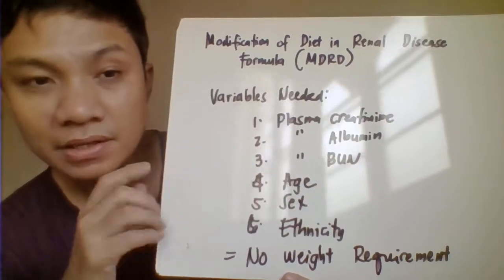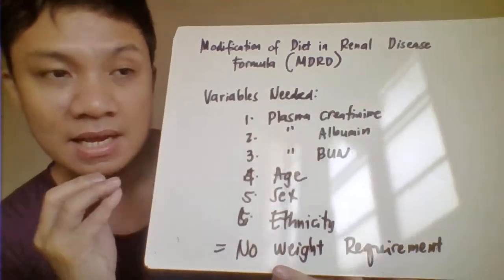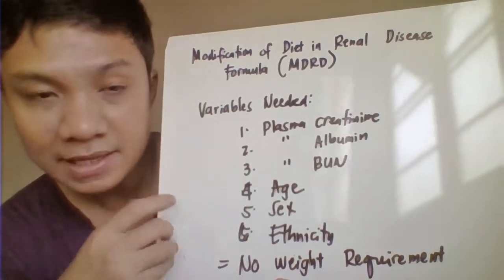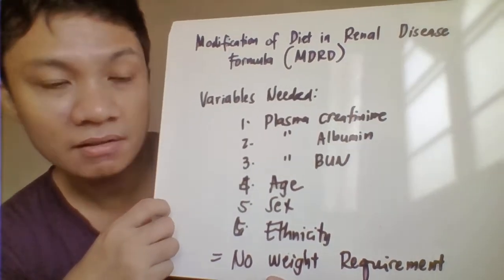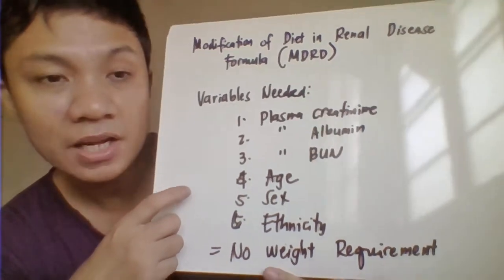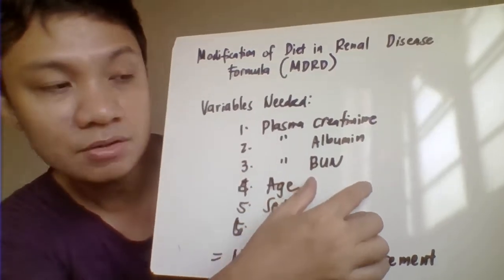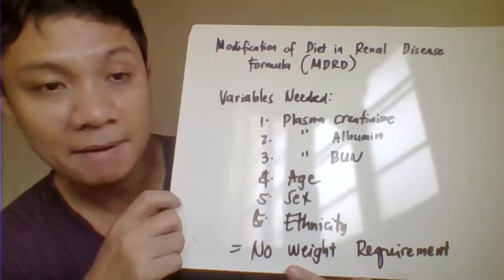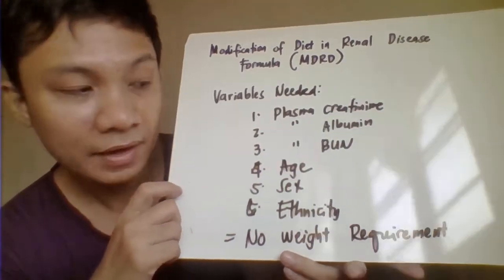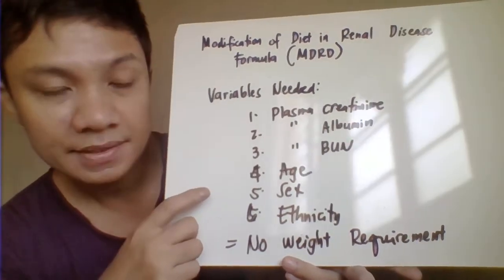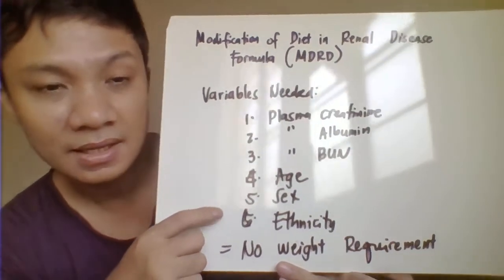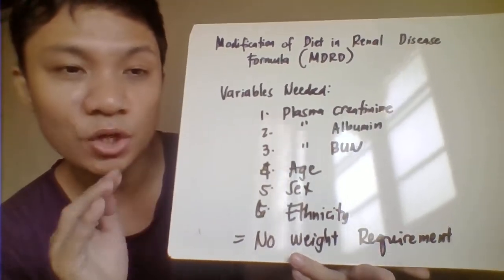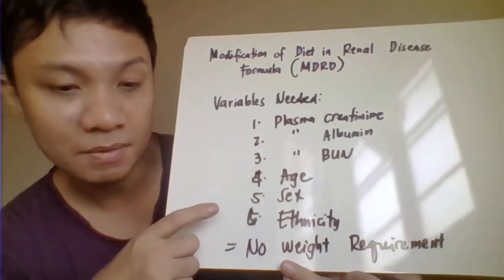What you are needing here for this type of calculated glomerular filtration rate: we have here the plasma creatinine. So, blood lang ni patient. Plasma creatinine, blood albumin concentration, and urea or the blood urea nitrogen. Urea and blood urea nitrogen are just equivalent. Equal lang sila. Pareho lang. Okay, then what you are needing also are the age, sex, and ethnicity of the patient. Wala itong adjustment for the weight. You don't need the weight of the patient. And you don't need also here the urine sample of the patient.